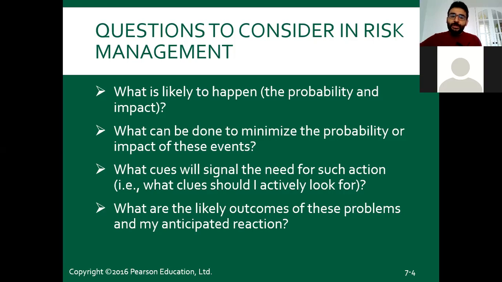So another question is, if there is any signal that you can see that risk is upcoming, that it will come in the near future or the middle-term future, so that you can take precautions against it. So what clues should you actively look for to see that risk is coming? Sometimes people don't see that, right?